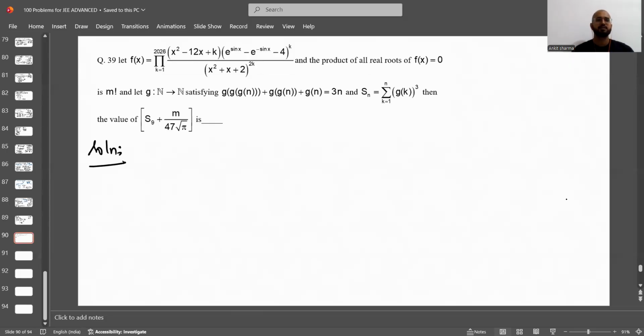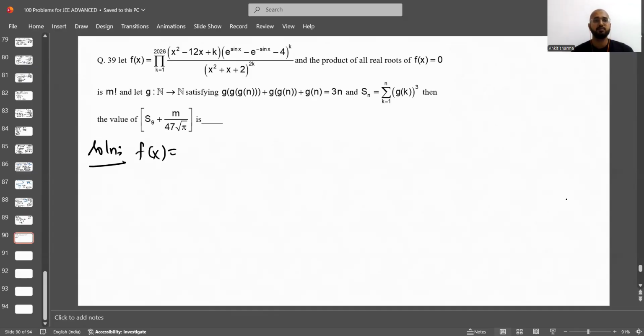And now what we have is f of x, which is given to be this monster product. And the product of all real roots of f of x equal to 0 is m factorial, given. And let g be a function, basically a sequence from N to N satisfying this condition. And Sn is given to be this. So we need the value of S9 plus m over 47 root pi. All right, so let's go ahead.